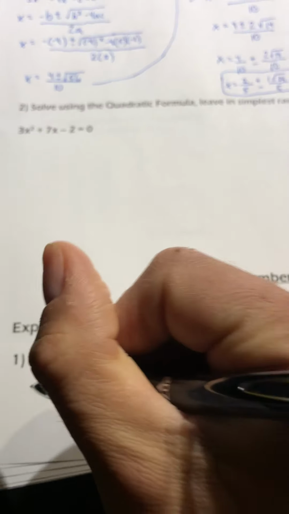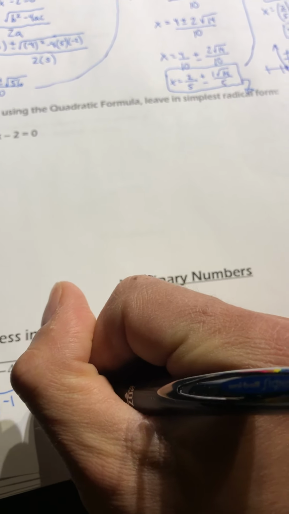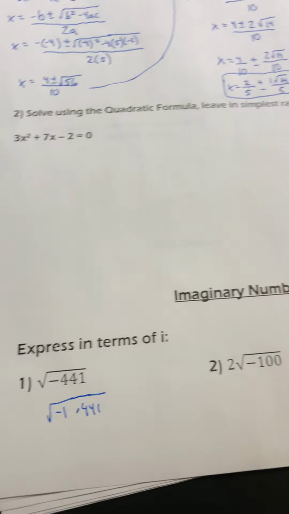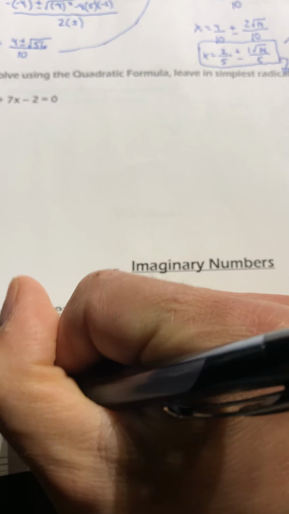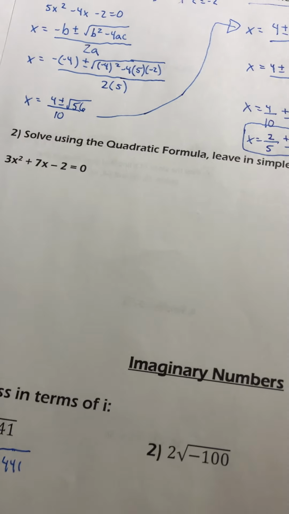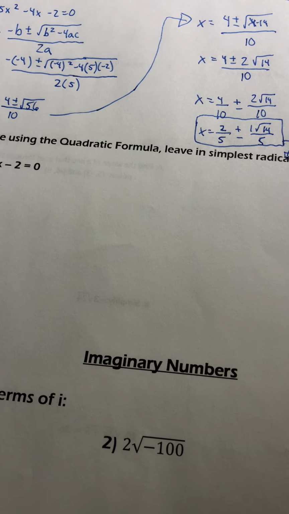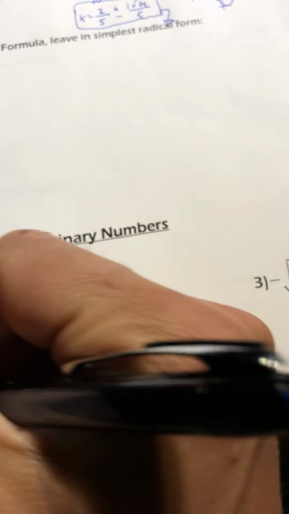So I'm going to rewrite this as the square root of negative 1 times 441. The square root of negative 1 comes outside as an i. 441, if I go to my calculator and just take the square root of that, I'll get 21. So that's a perfect square. So my answer is 21i.